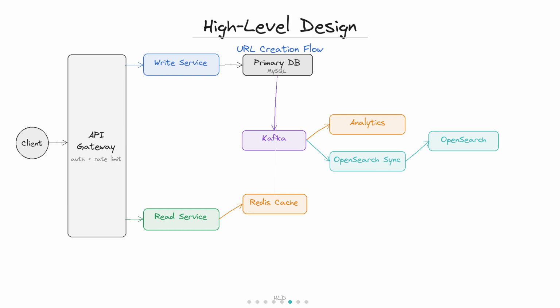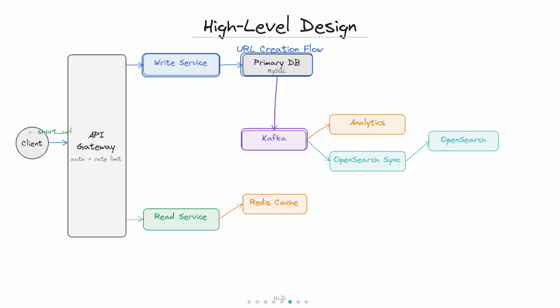Let's trace the URL creation flow. The client sends a POST to the API gateway. The gateway routes it to the write service. The write service generates a shortcode, saves the mapping to the primary database, and publishes a URL created event to Kafka. It then returns the short URL to the client.